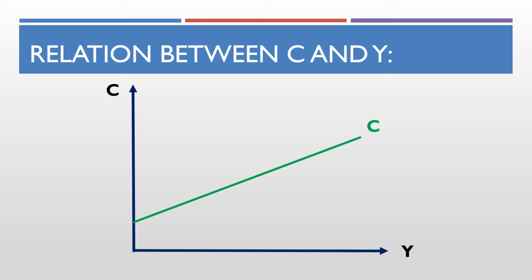So if we say that there is a correlation between the two, the correlation can simply be represented by this line right here. This line is what we call a consumption function in the economy. It gives us an idea that, given a specific amount of income, there will be a specific amount of consumption in the economy. And as Y increases, C will also increase.